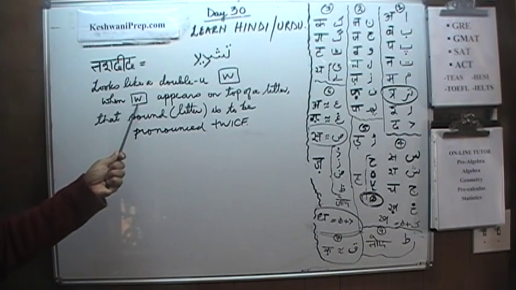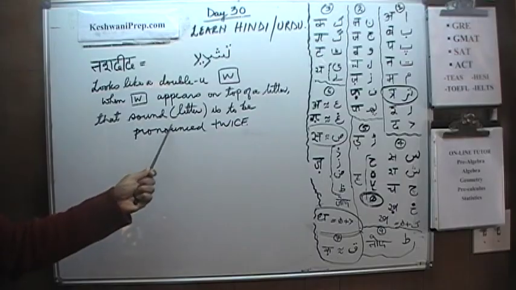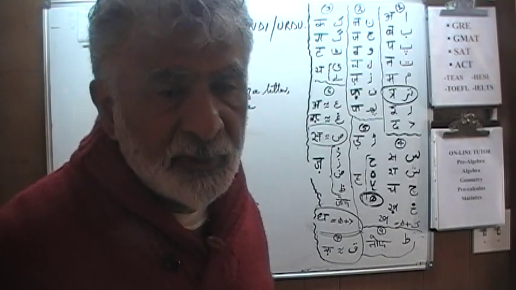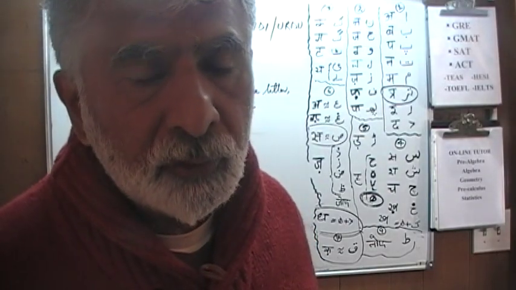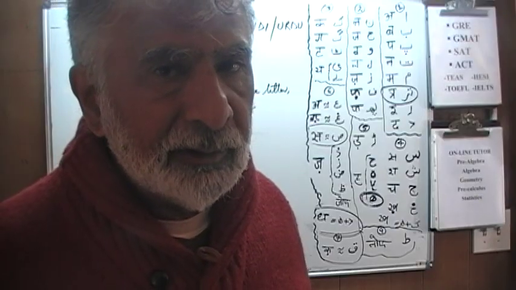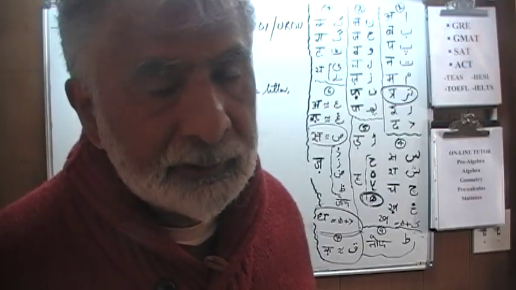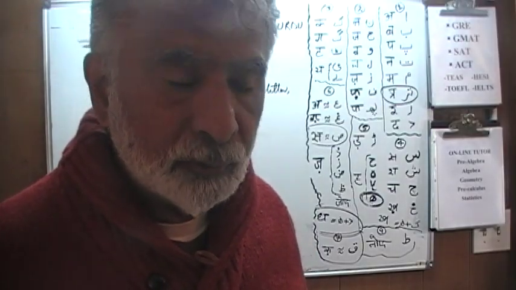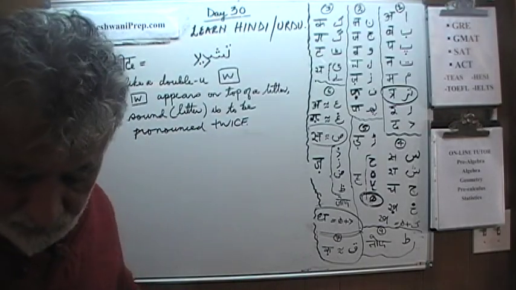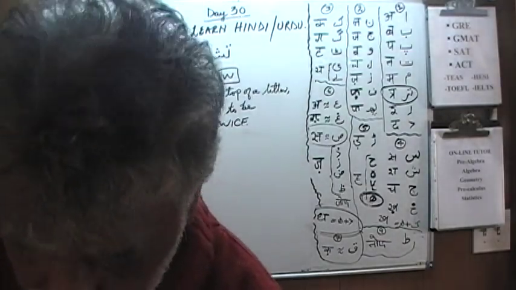When Tashdeed appears on top of a letter, that letter is to be pronounced twice. There are many words in Hindi as well as Urdu where the sound is repeated. How is it written in Hindi and how is it tackled in Urdu? Let's take a look at it, shall we? Yesterday we started this concept and already did 10 words. Today we'll do 10 more.